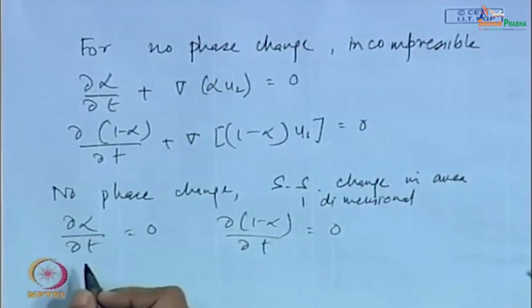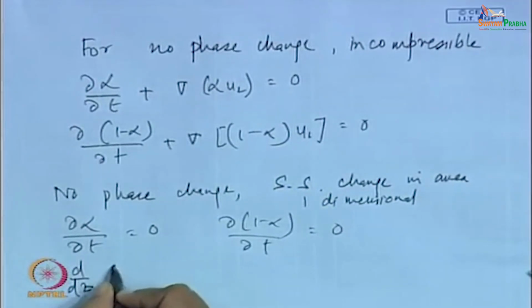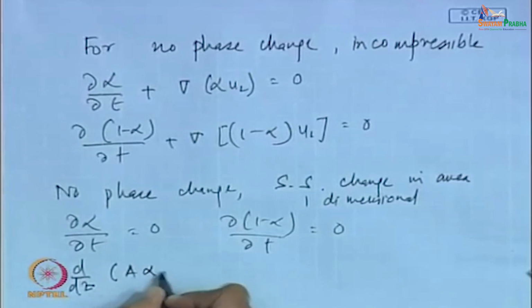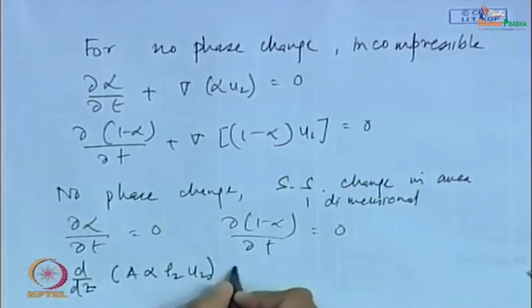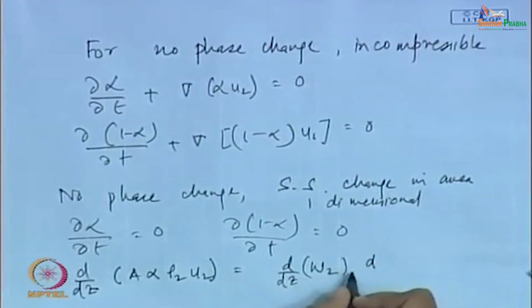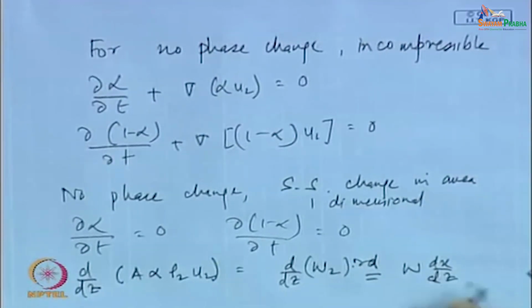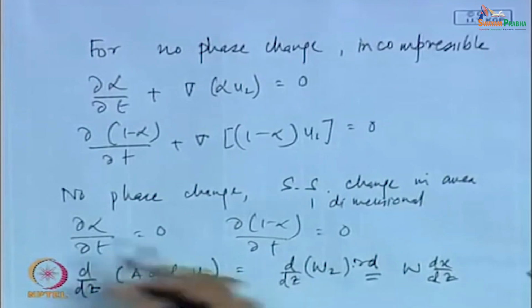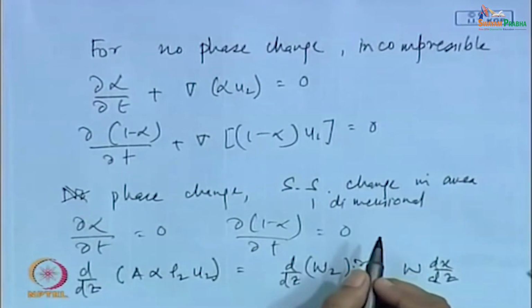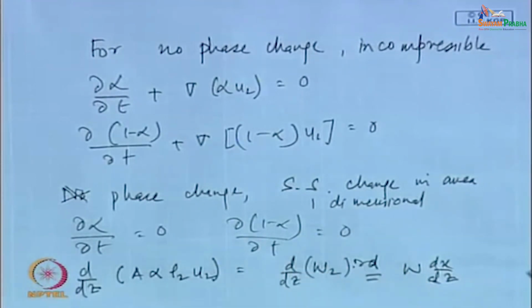Under such circumstances these two things become d/dz of alpha rho 2 u 2, which is naturally equal to d/dz of w 2, or in other words equal to w dx dz. No, sorry, phase change, very sorry. Phase change, steady state, change in area and one dimensional, is not it? This is the equation that is expected.